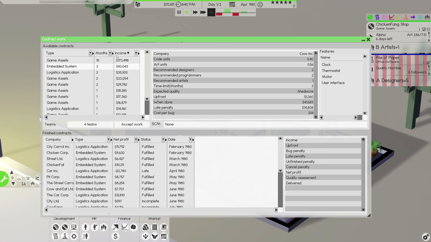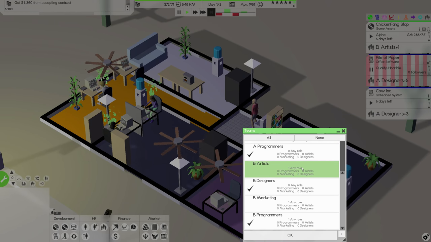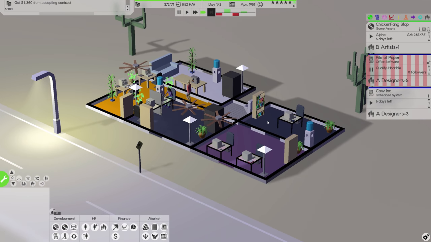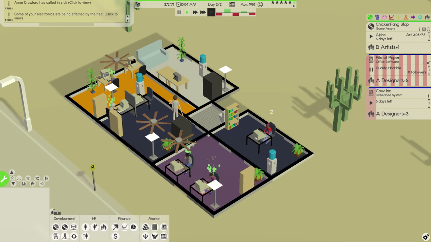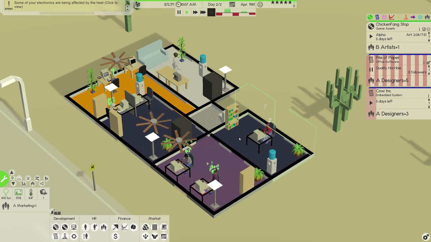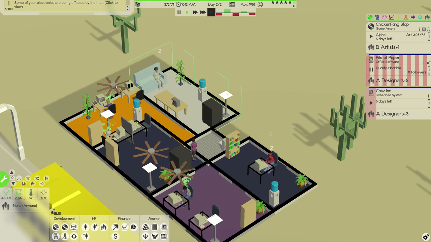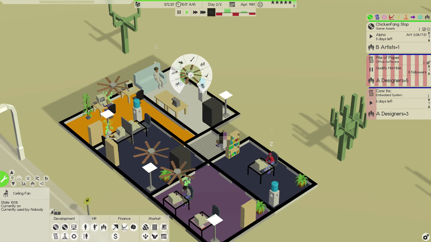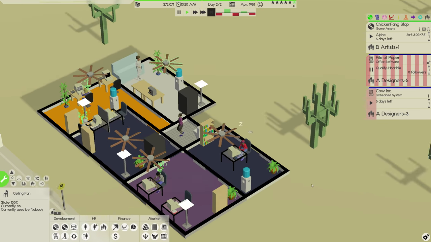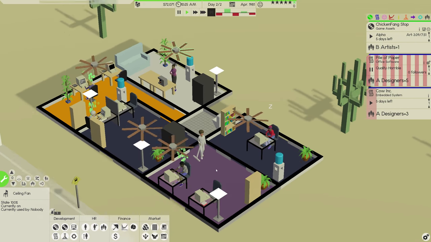Code units, 540, looks good. That's a big one. I like that. We have our designers and programmers working on this. So let's do that, shall we? Oh, some of your electronics are affected by the heat. Is it this one? 70, 83, 70, 70. Okay, that must be it. I guess I can duplicate those. One in the common room and one in the marketing room. You know, you're making enough noise as it is.